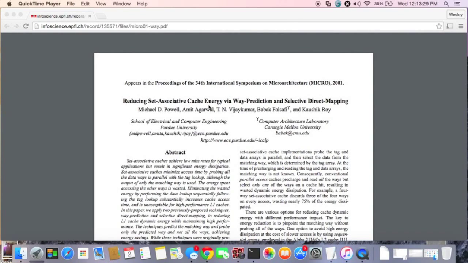My name is Wesley Chavez, and I'm going to be talking today about this paper published in 2001 to the proceedings of the 34th International Symposium on Microarchitecture. The paper is called Reducing Set Associative Cache Energy via Wave Prediction and Selective Direct Mapping by Powell, Agarwal, Vijaykumar, Falsafi, and Roy from Purdue and Carnegie Mellon.